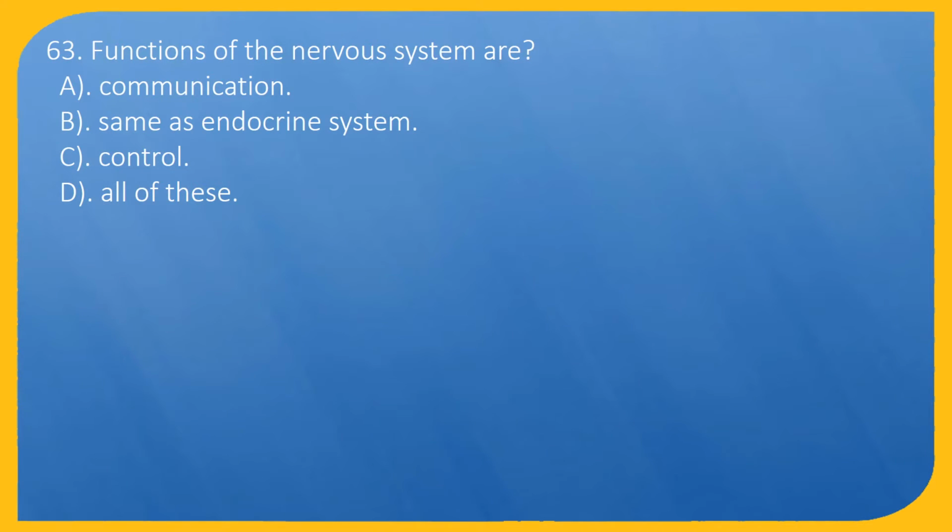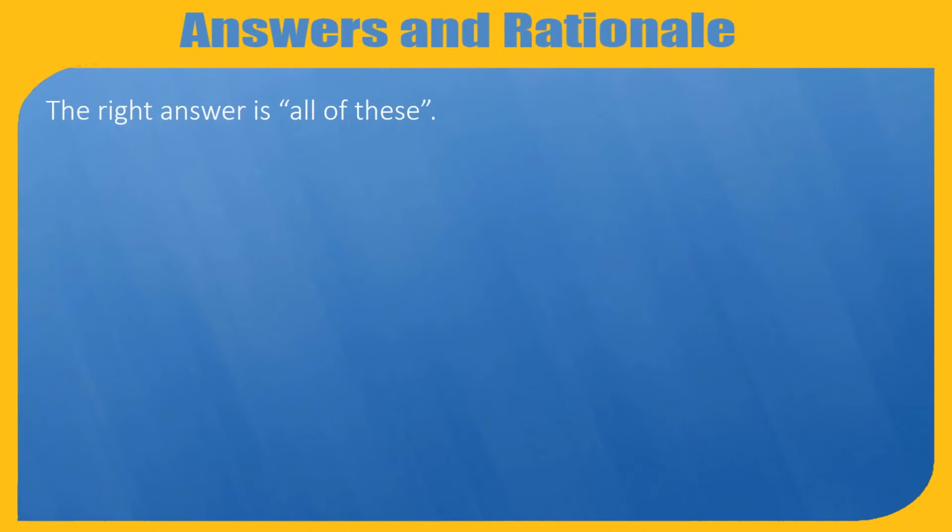Question 63. Functions of the nervous system are: A. Communication. B. Same as endocrine system. C. Control. D. All of these. The right answer is all of these.